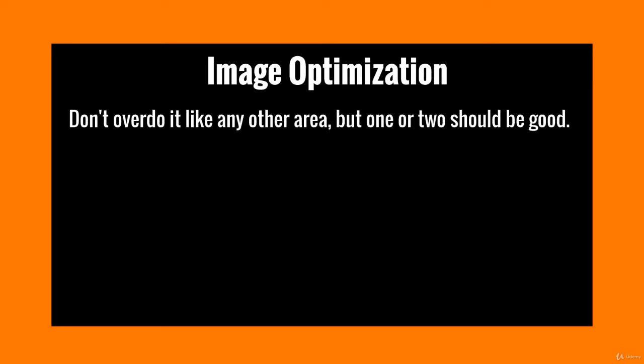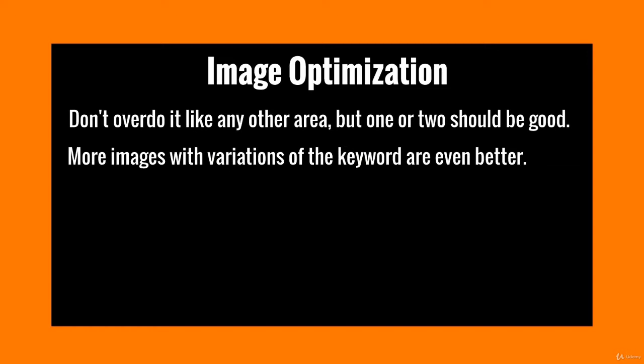Now, there are other ways that Google can figure out if those are legit. In fact, what they'll do is they'll index them into the Google image search engine. So whenever somebody searches for that image and they click on that image, they will think, okay, those images on your page are definitely legit, so we're going to rank you higher, right? So that is why making sure that your keywords and your images fit and they're accurate enough, but you don't want to overdo it in any other area. But 1 or 2 should be good, 3 or 4 should be fine, but you definitely don't want to overdo it. Now, like I said, more images with variations of the keyword are even better.